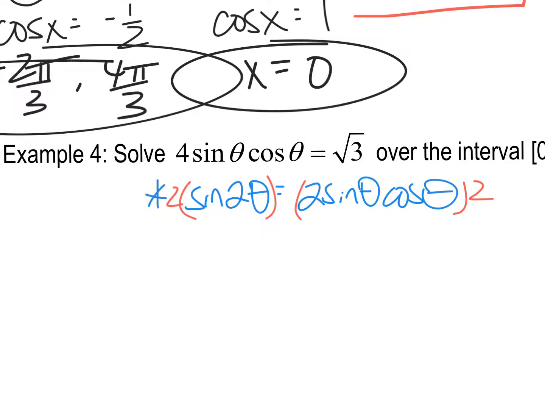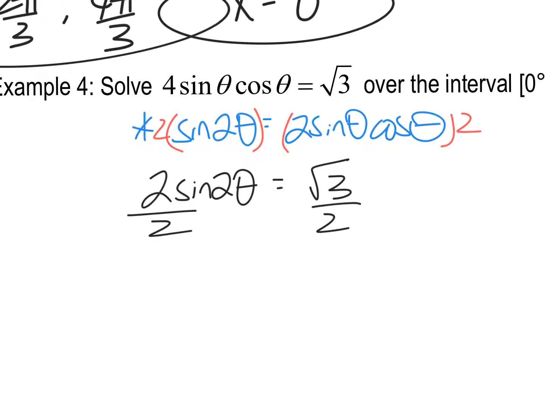So I'm going to write 2 sine 2 theta equals radical 3. What I did is I replaced this with this because it's equivalent. This is the 2 sine theta cosine theta times 2, and that's my identity for sine 2 theta. Whatever I do to one side, I have to do to the other. So since this is this in the equation, I'm replacing that with 2 sine 2 theta equals radical 3. I'm going to divide both sides by 2. I'm just trying to solve for sine 2 theta.